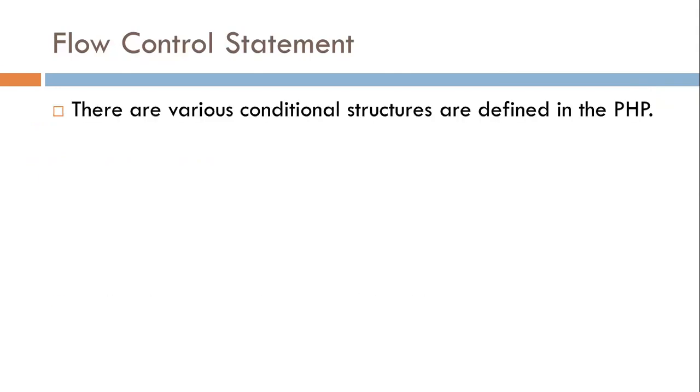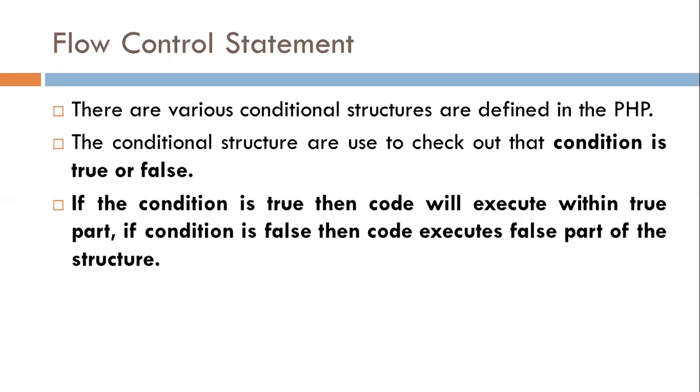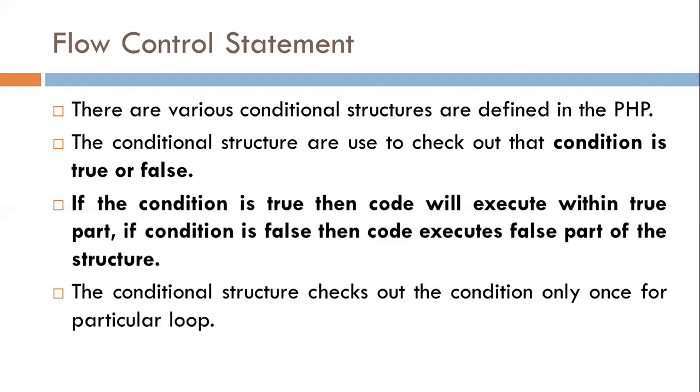There are various flow control structures defined in PHP. A flow control statement is associated with a condition. So first we check whether the condition is true or false. If the condition is true, then the code within the true part will execute. Otherwise, the code executes the false part of the structure. The conditional structure checks the condition only once for a particular loop.